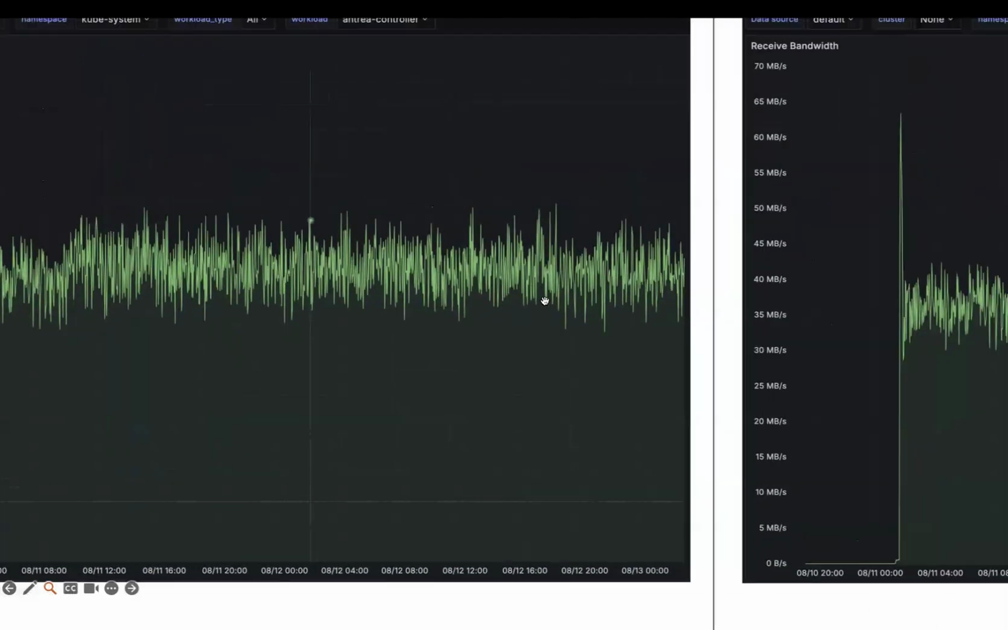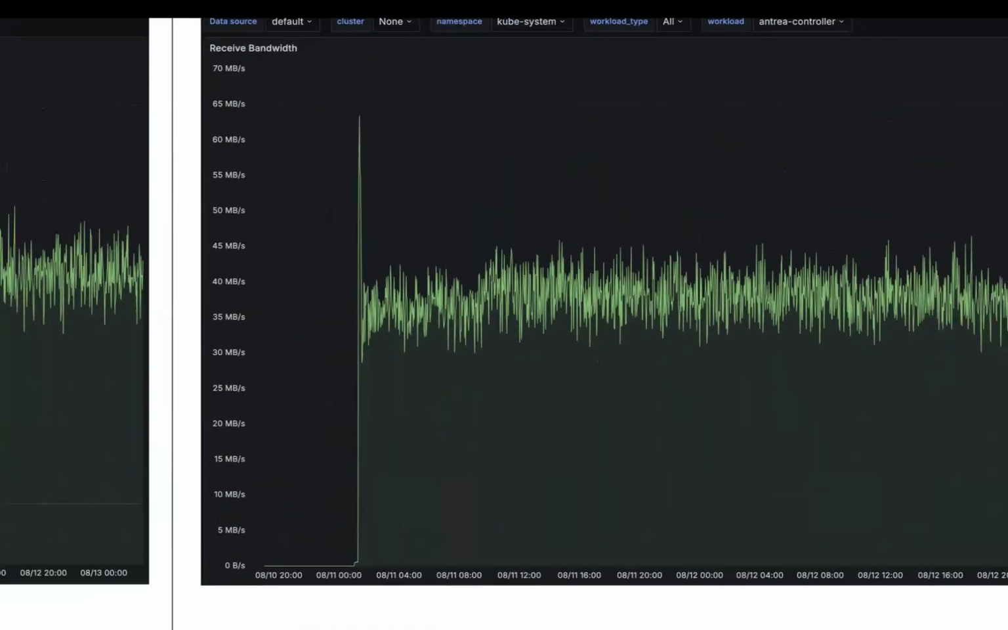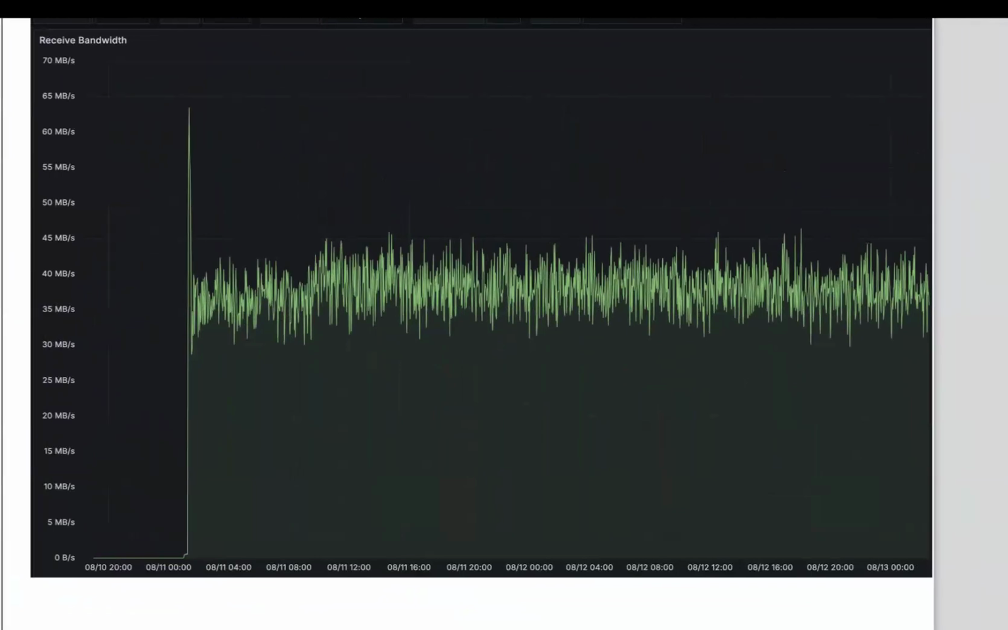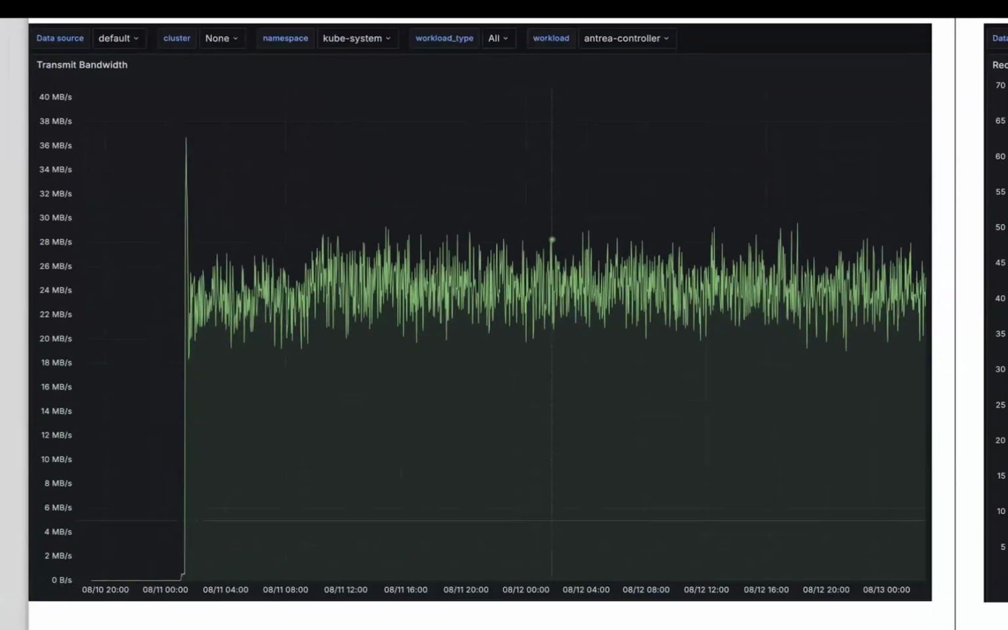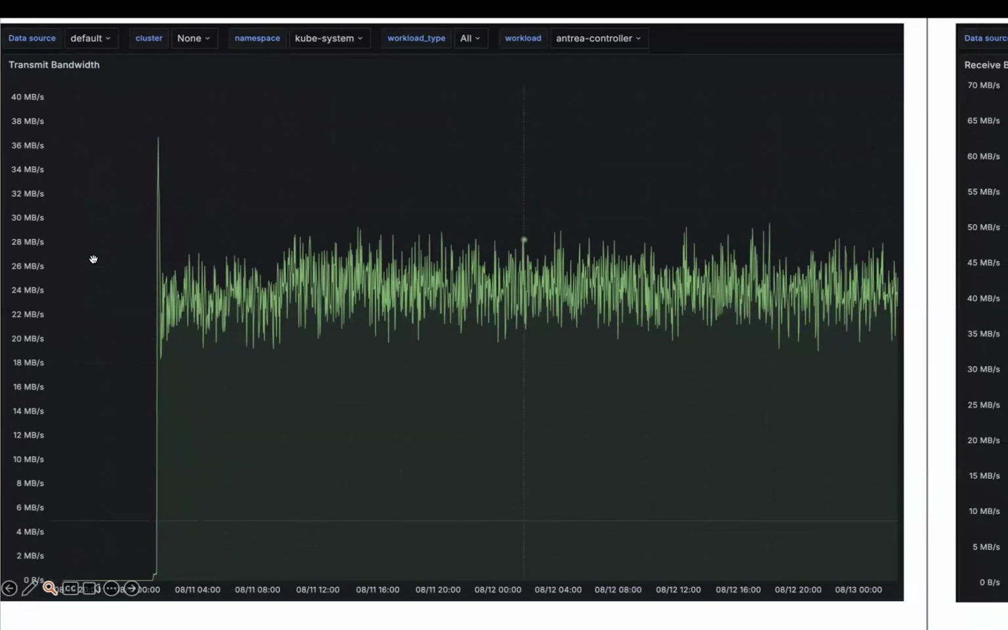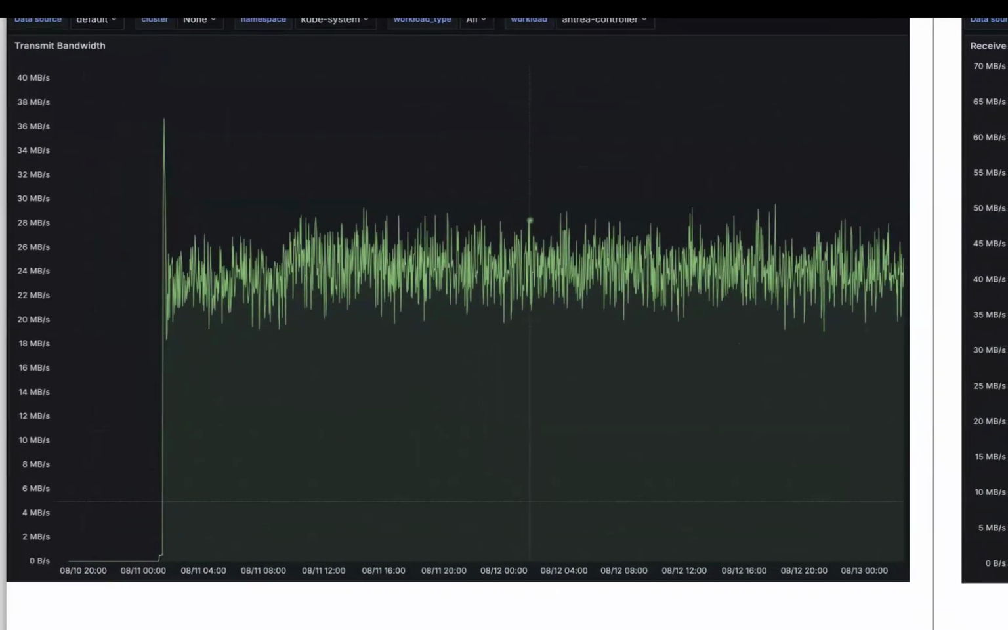Similarly, you can see the receive bandwidth, an almost similar graph, but there is a difference in the y-axis. Here you see it's 45 MB per second receive bandwidth, but here it's 26, 28. So there is a significant difference in the transmit and receive bandwidth. Although the graph pattern is almost similar, the units on the y-axis are different.